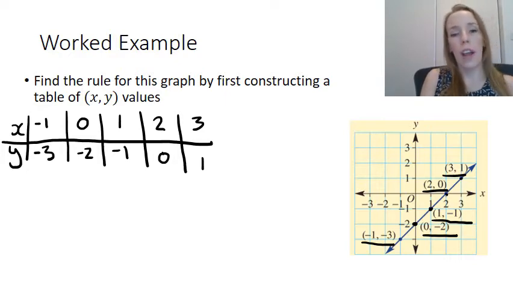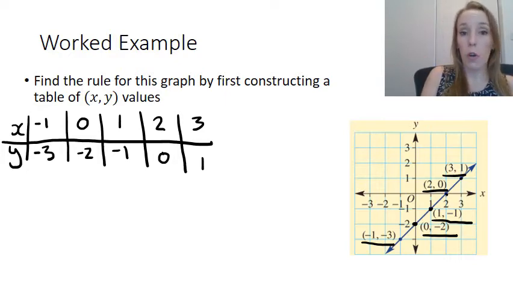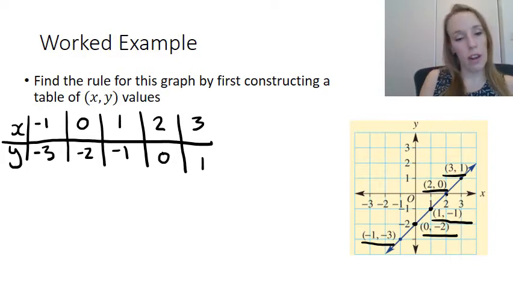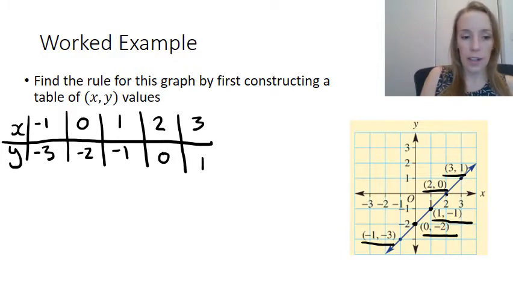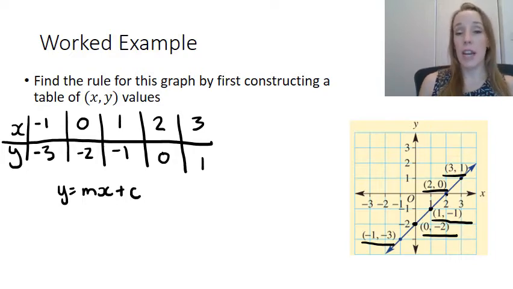And from there we can use that table of values to work out the rule. So we know our rule is going to follow that given formula because we've got a straight line. So it's obviously a linear relationship because it's a straight line. So we know the formula is going to be y equals mx plus c. M is that change in y as x increases by 1. If we look at our table, yes, x is increasing by 1 each time.